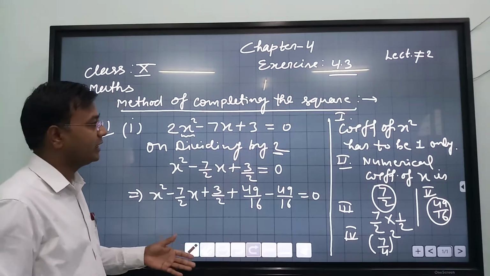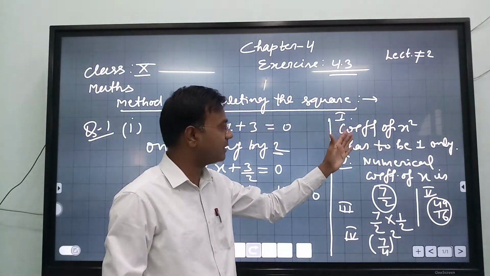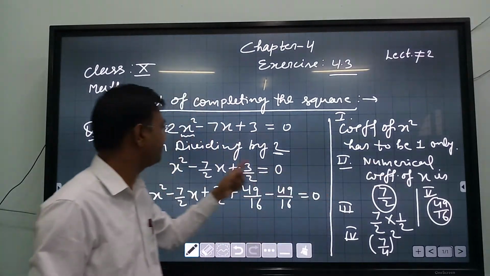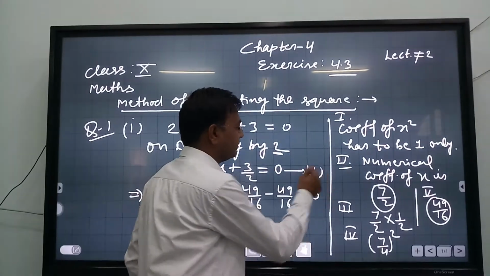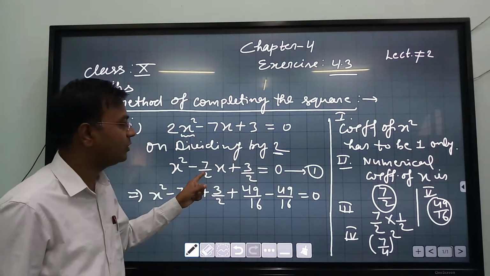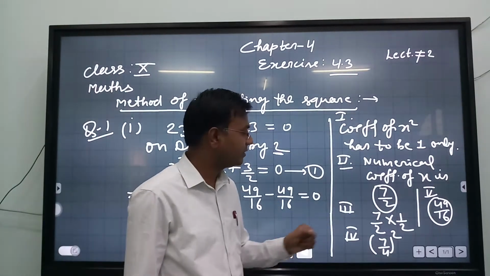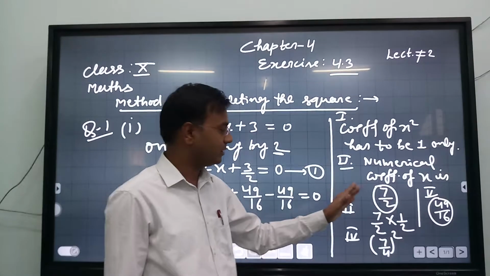Clear? So there are some steps. The coefficient of x square has to be 1. This is the first step. Second, the numerical coefficient of x, that is 7 by 2 here. In this equation, we can name it equation first. Now step third, we have to multiply this by 1 by 2. Clear? In every question we have to multiply by 1 by 2. This is the rule.